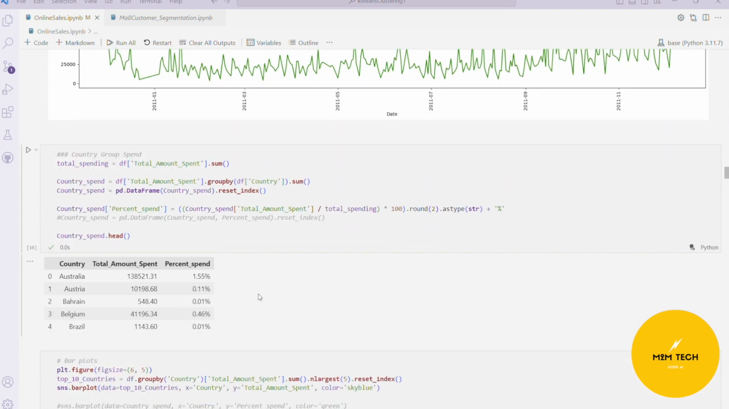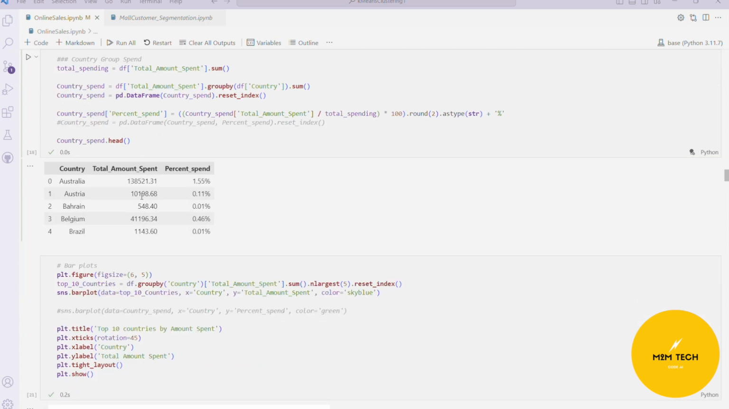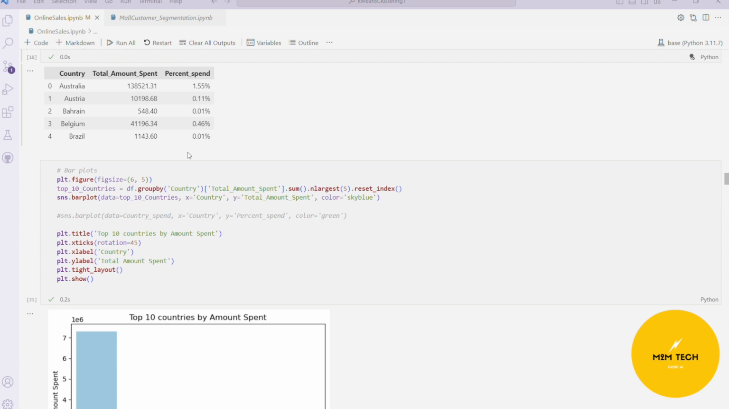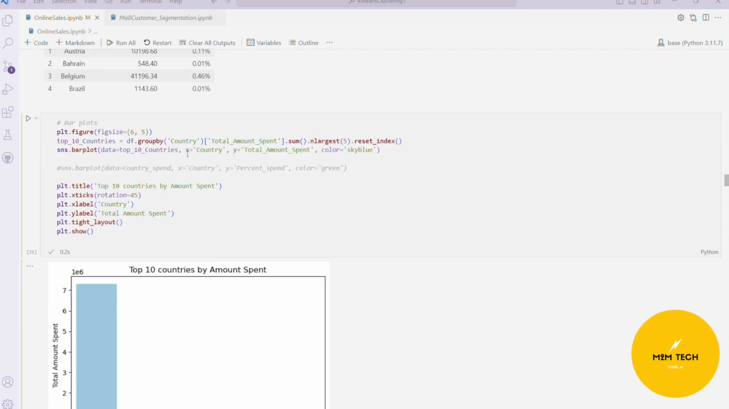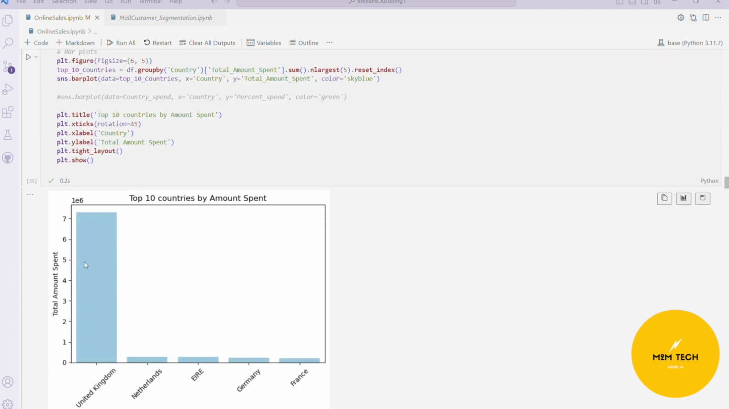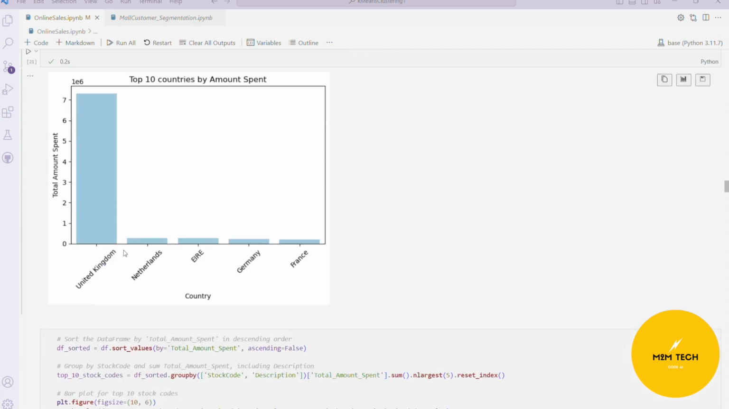And then finally I did a country grouping to know what countries were spending more. But then again, it turns out that because the data is skewed in favor of the United Kingdom, most of the amounts that were being spent were actually from the United Kingdom.